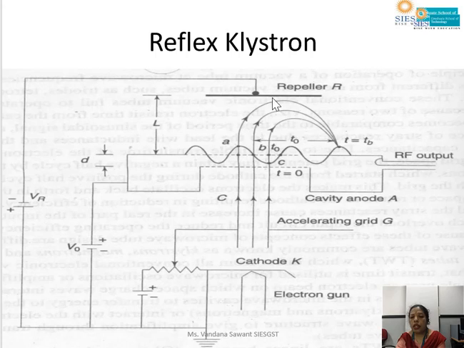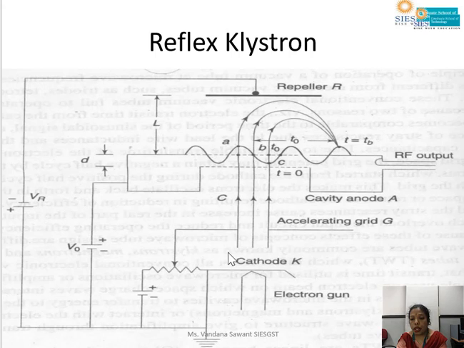Now see, this is the reflex Klystron. The reflex Klystron carries out all these 5 processes: generation of an electron beam, velocity modulation, density modulation, transfer of energy and collection of electrons. All these 5 processes one after another. So this is the easiest device to study. Now first we will see what is the construction of this device.